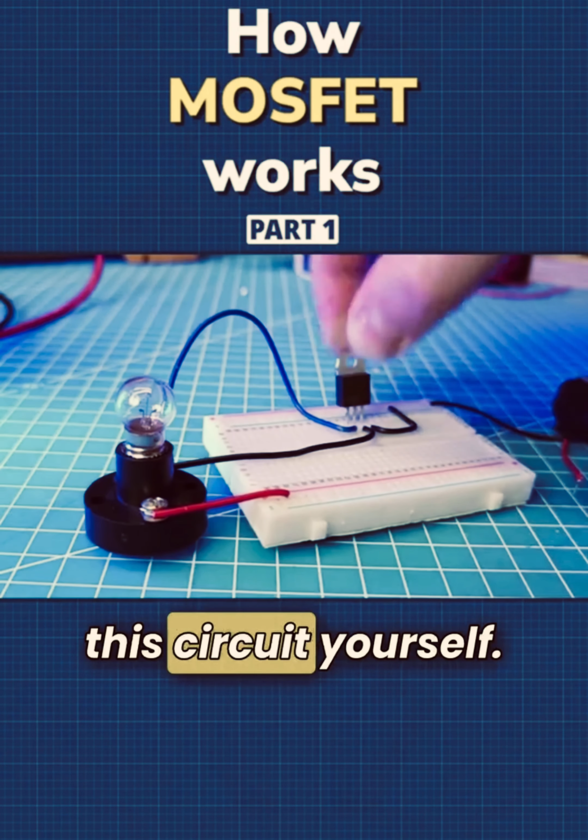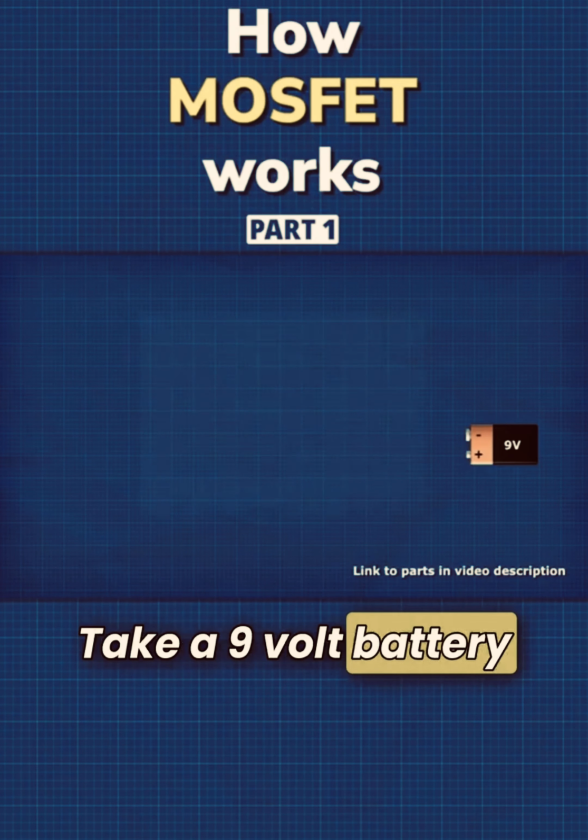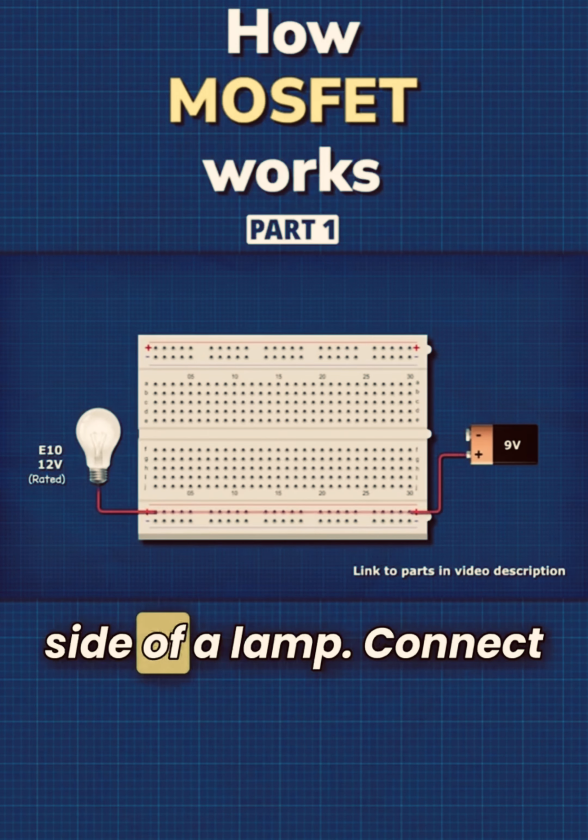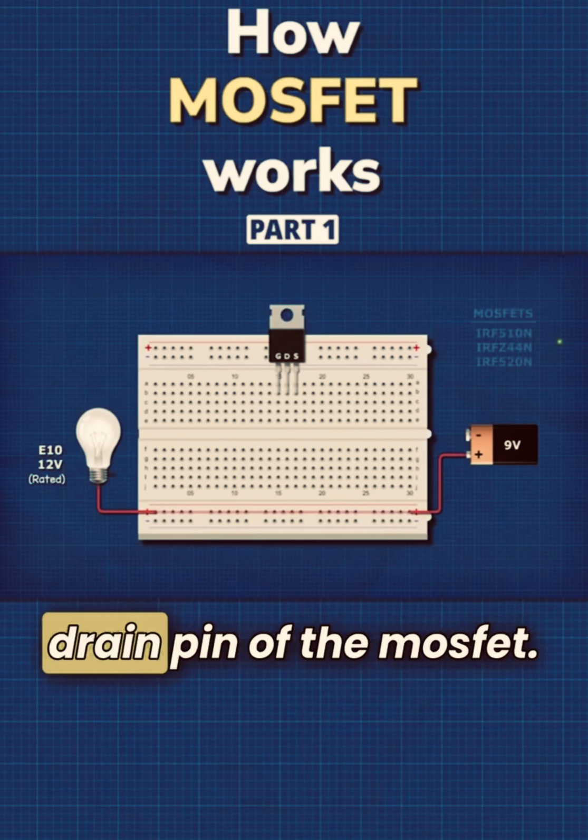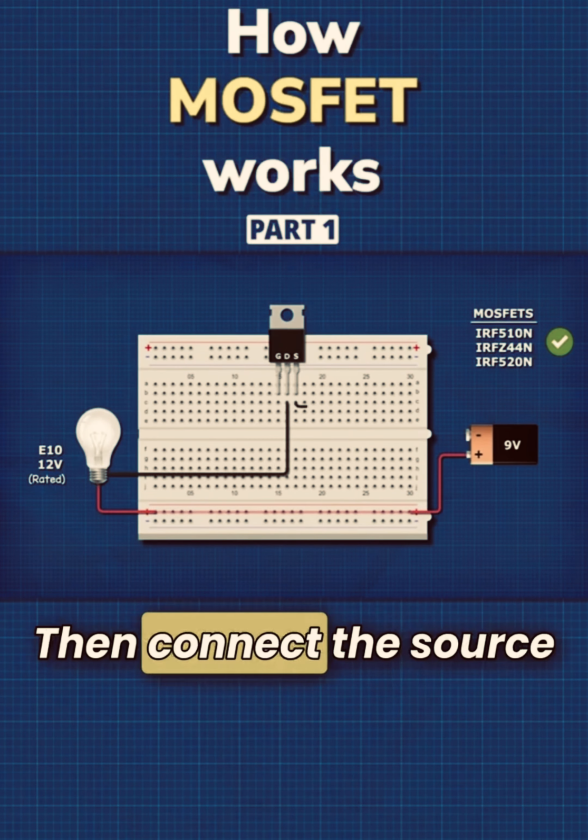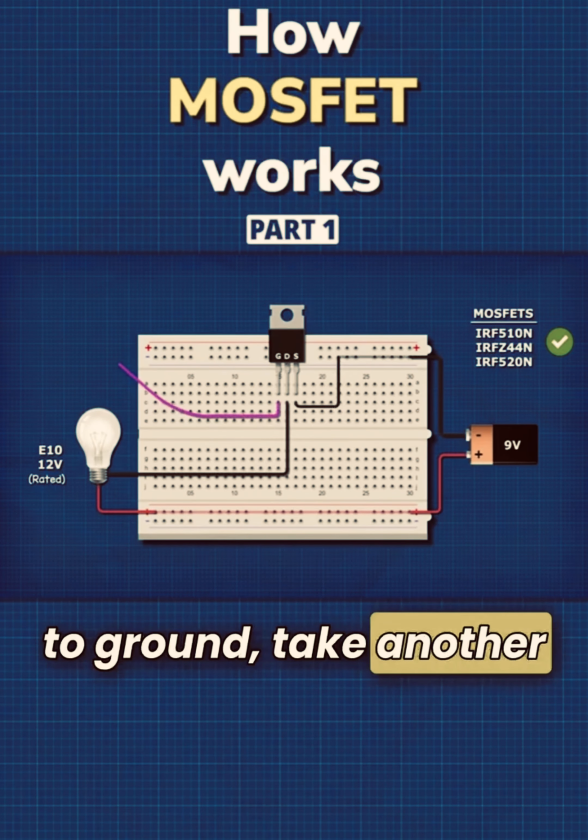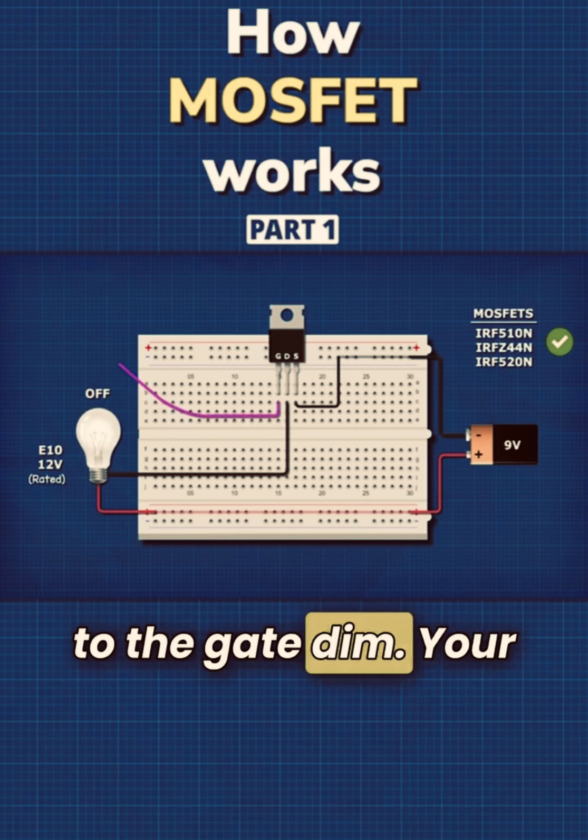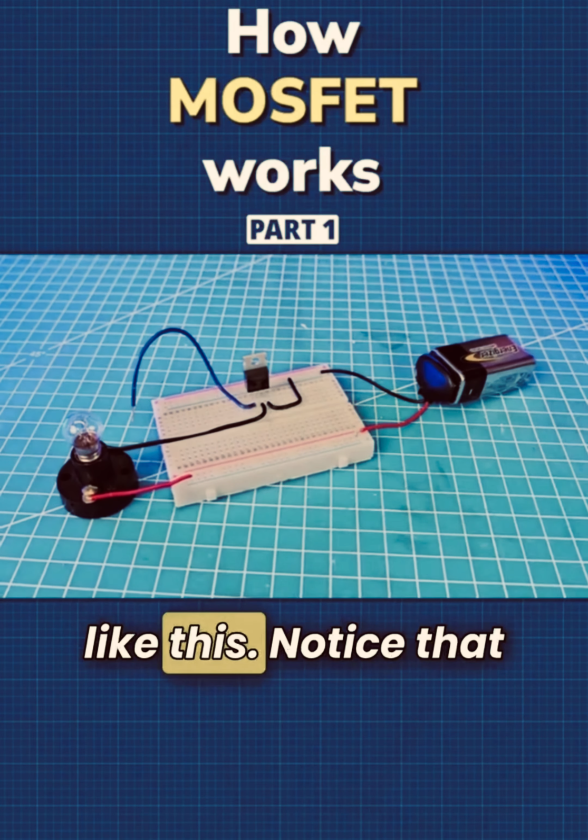Try and build this circuit yourself. Take a 9-volt battery and connect it to one side of a lamp. Connect the other side to the drain pin of the MOSFET. Then connect the source to ground. Take another wire and connect this to the gate pin. Your circuit should look something like this.